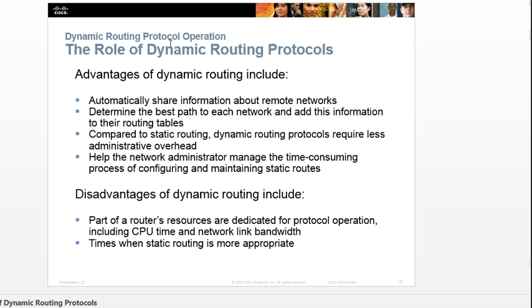So advantages of dynamic routing are mainly that they can automatically share information about remote networks. If something on a network changes, they can use their algorithm to send that information to all the other routers using the same protocol. They are able to automatically determine the best path. Compared to static routing, because all of this is automated, there is much less administrative overhead in actually setting up the routes. And they help the network admin manage time-consuming processes like maintaining static routes.